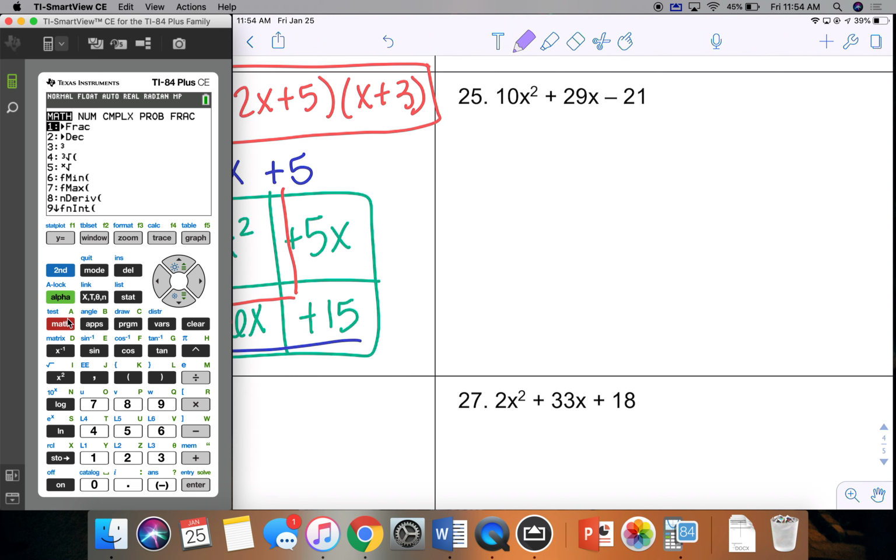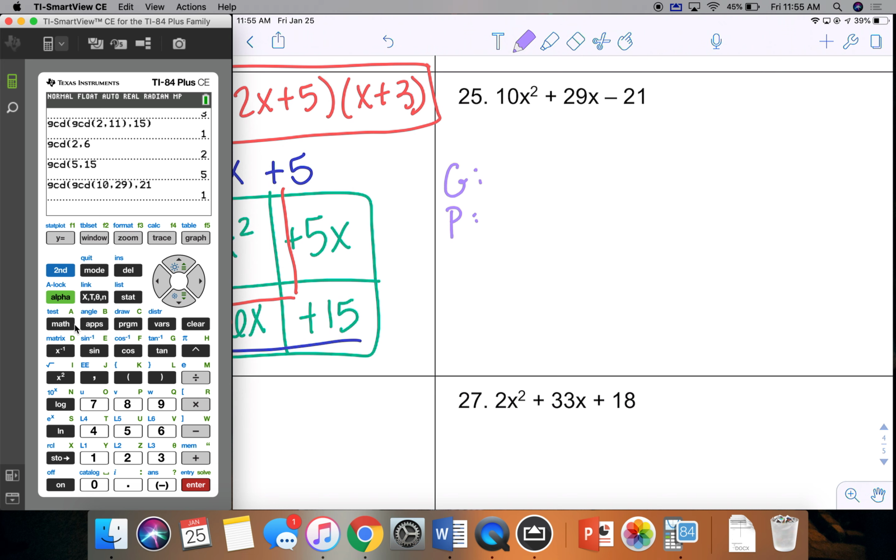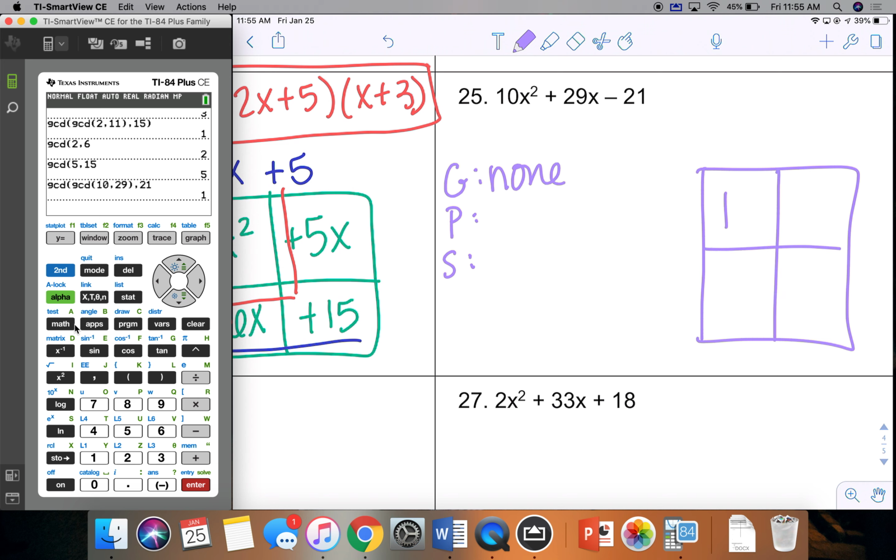Problem 25, I'm going to double check for a GCF, so math number 9. I need to do it twice. Math number 9. I'm looking between 10 and 29 and also 21. And there is no GCF. I can't take the square root of 10 or 21, so I need to use the box because it's not a special case.